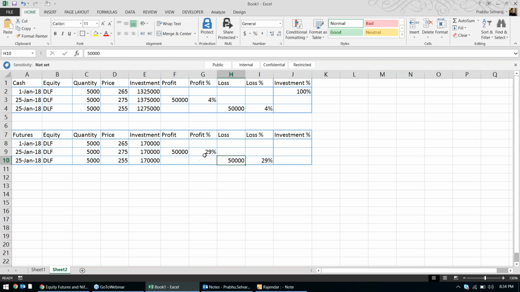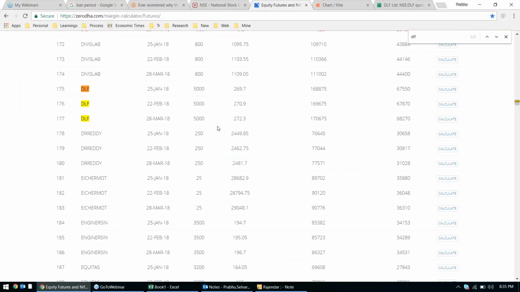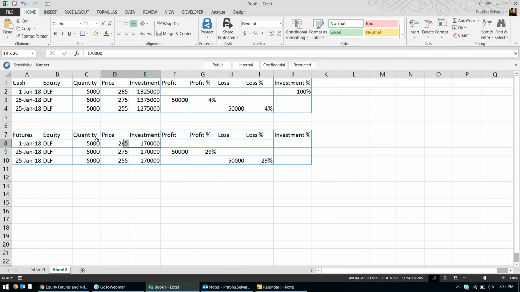So what are the returns on my investment? Yes, that's what. You can hold your position of 5,000 shares of DLF with 1,70,000 until the expiry date. Until the expiry date, you can hold it. My total profit on my investment is 29%, about 30% ROI on an investment of 1,70,000 rupees. Then how much money am I investing?